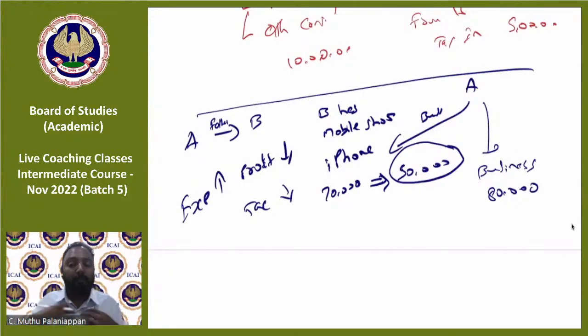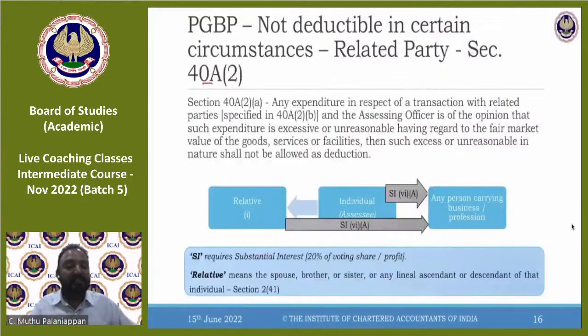Because I know my money and my father's money are not two different things. It's the same money. So I am okay. Instead of having it in my pocket, let me give it to him. So it could always happen, right? So it's a possibility. So what income tax says is, if you're having a transaction with a related party, and if you're making any expenditure that is excessive or unreasonable.